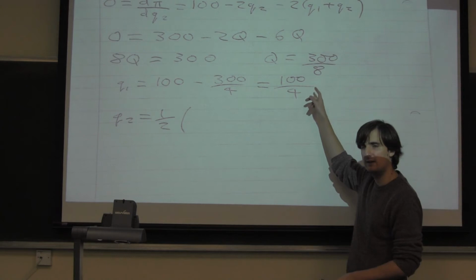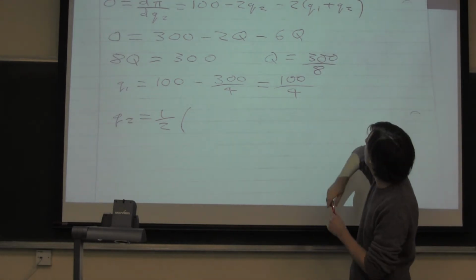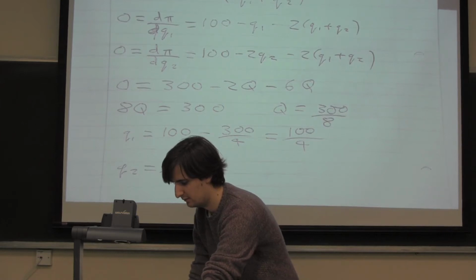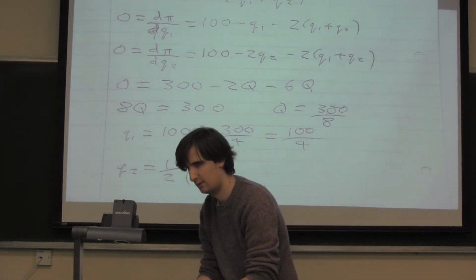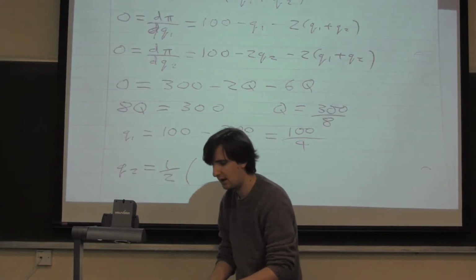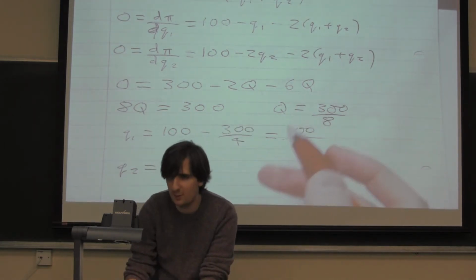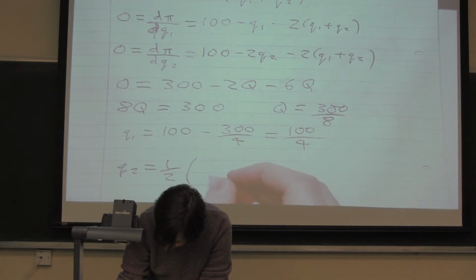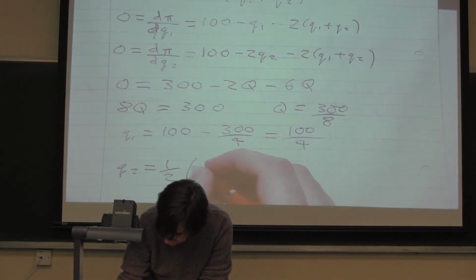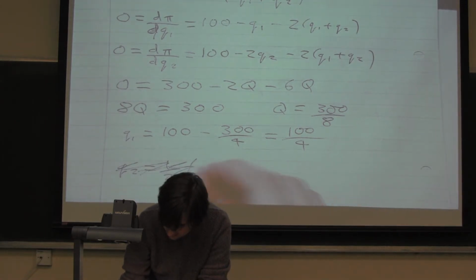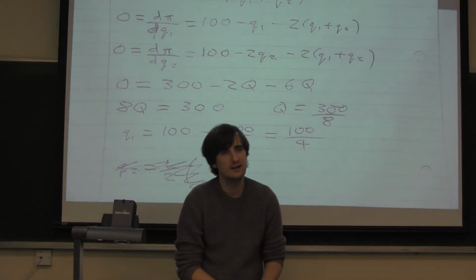This is 300 over 8, you think? Or was it 2 at the top? Yeah, 100 over 8, because it's just half again of what Q1 was. Oh, Q2. Yeah, of course. I thought you were telling me I got Q1 right. Let me go a bit slower so that people understand.